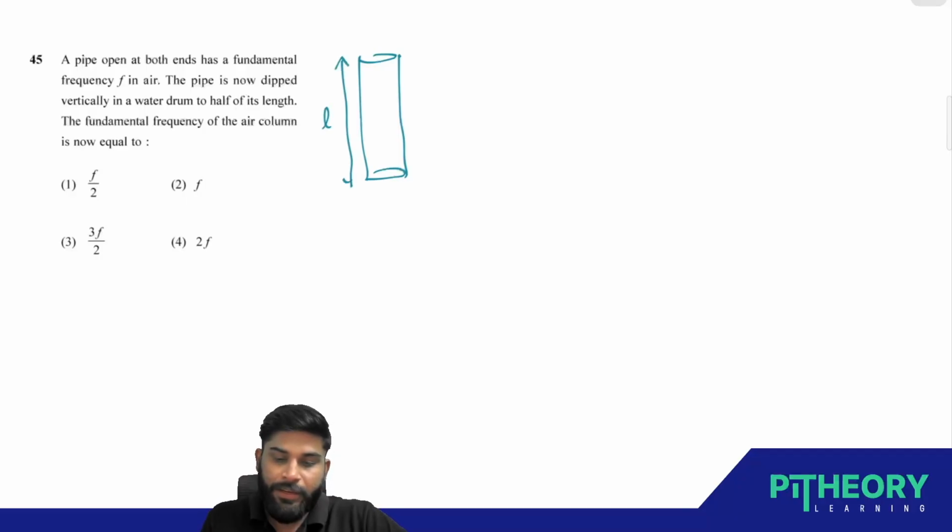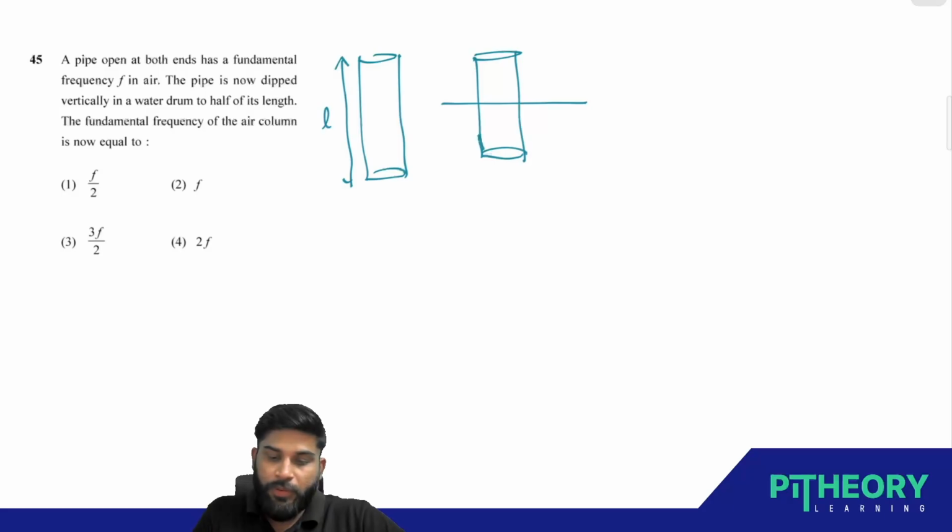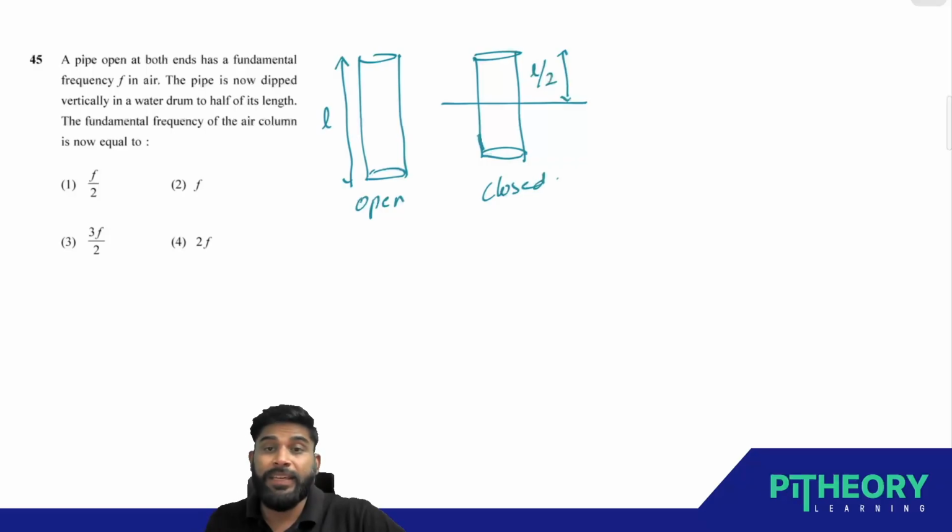Now you have water and you're dipping half of its length in the water. So how much is outside water? L by 2 length is outside the water. The point is, this was initially open at both ends, means it is an open pipe. Now, when you dip half of it in water, it became a closed pipe. So the fundamental frequency in both the cases.